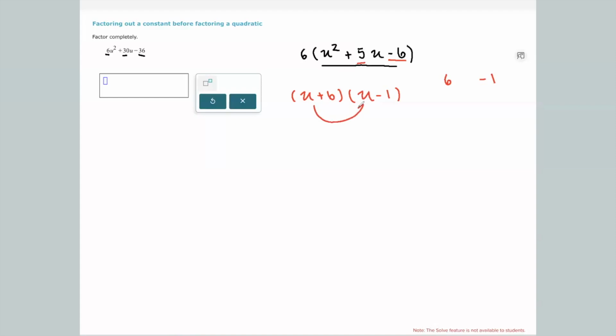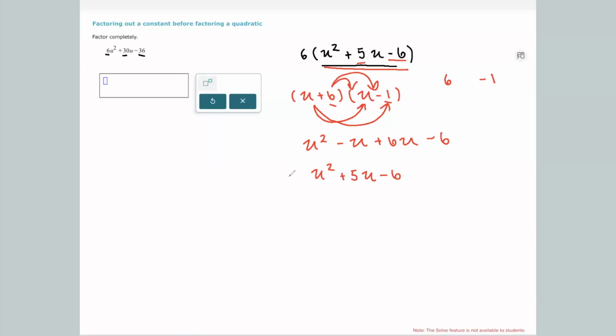If I FOIL, first terms, u times u gives me u squared. Then outside terms, u times -1 is minus u. Inner terms, 6 times u is 6u, so plus 6u. And then our last terms, 6 times -1 will be minus 6. The reason we need to multiply to -6 is the last terms, and the reason we need to add to 5 is these outer and inner terms: minus u plus 6u gives me 5u when I simplify. So u squared plus 5u minus 6. That's how I factor the quadratic here.